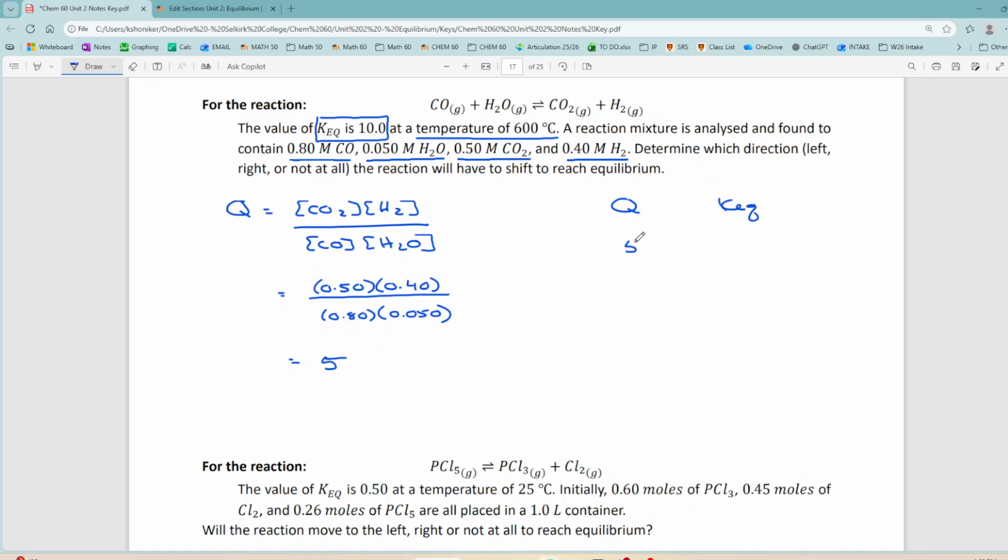Well, my Q value is 5. My KEQ is 10. Well, and I guess I could keep sig figs here, right? So my Q value is 5.0. My KEQ is 10.0. That means that my Q value is less than KEQ. To reach equilibrium, we need to make our Q value bigger. We need to approach 10. So I need to increase my concentration of products, which means I'm going to shift right. So I'm going to shift right, which will increase the concentration of products, and it will increase your Q value until you reach that value of KEQ.